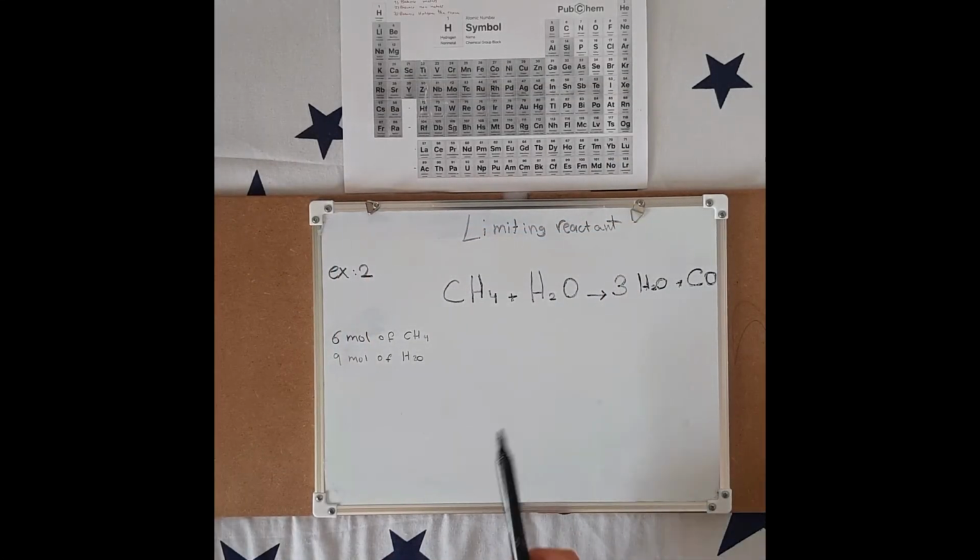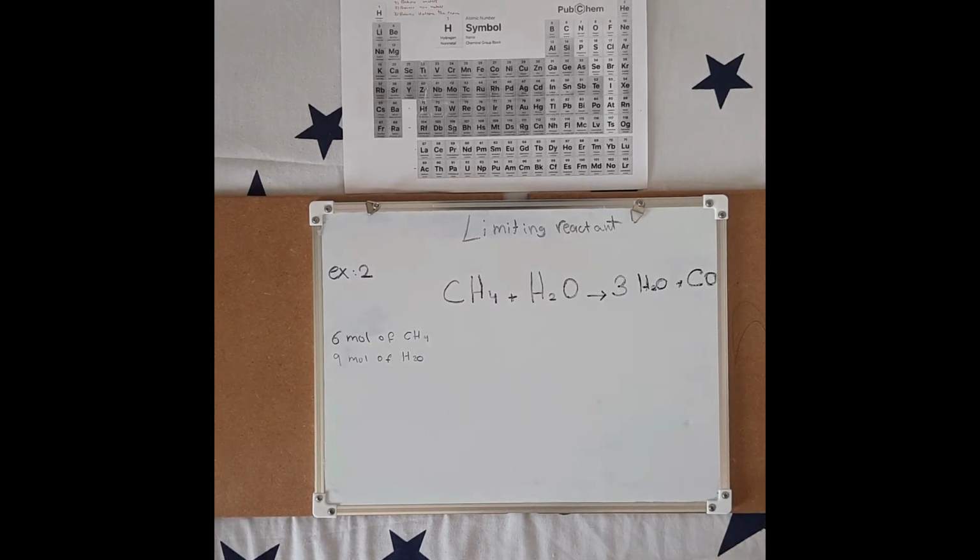Now, a more advanced question. CH4 is going to react with water and will produce 3 molecules of H2 and 1 molecule of carbon dioxide. And the question is asking, what's going to happen if we place 6 moles of CH4 and 9 moles of H2O in a reaction? What's the limiting reactant if that happens?